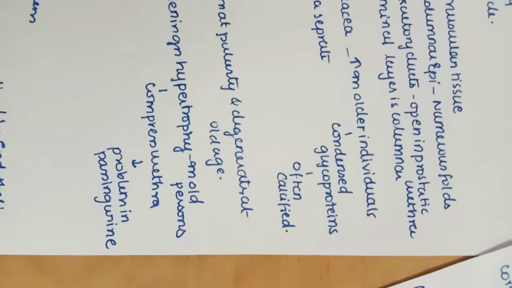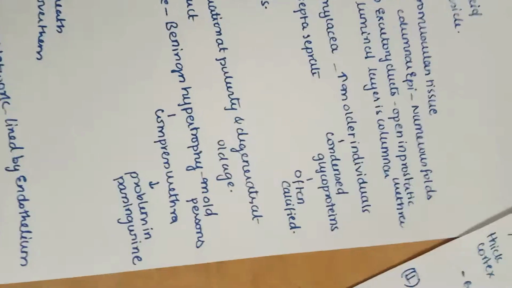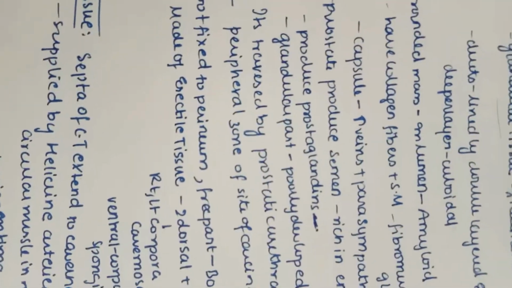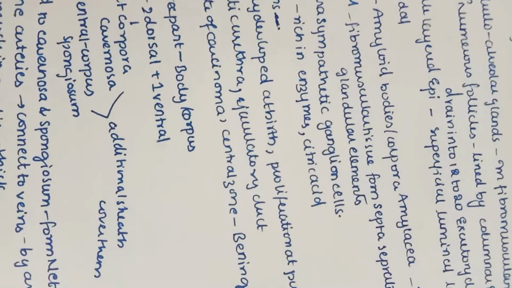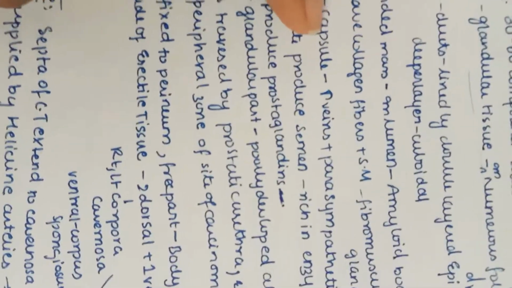They have rounded masses in the lumen known as amyloid bodies or corpora amylacea, which are mainly increased in older individuals. They are condensed glycoproteins and are often calcified. There are collagen fibers along with smooth muscle, that is fibromuscular tissue, forming the septa separating the glandular elements. The capsule also contains numerous veins and parasympathetic ganglion cells.